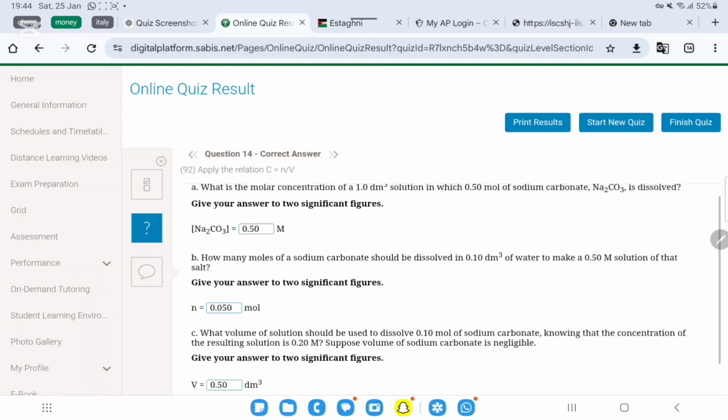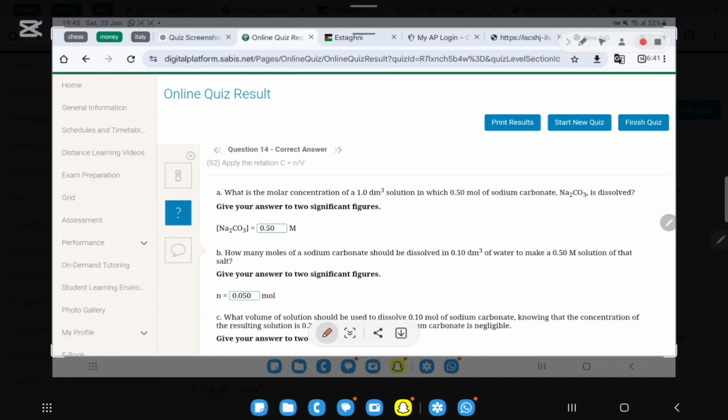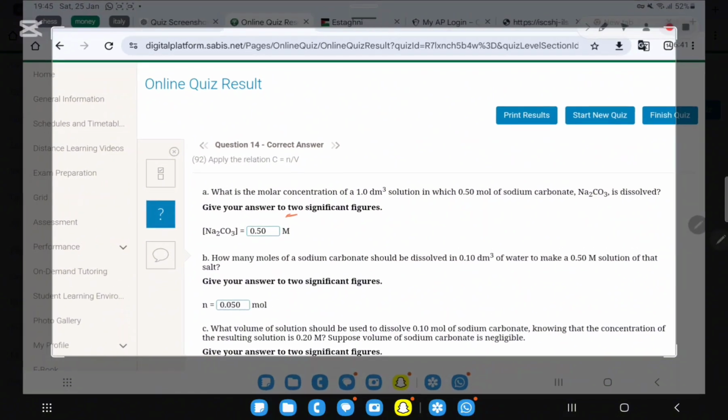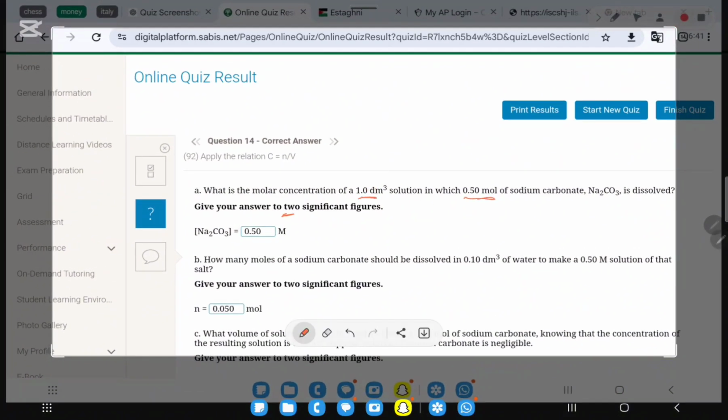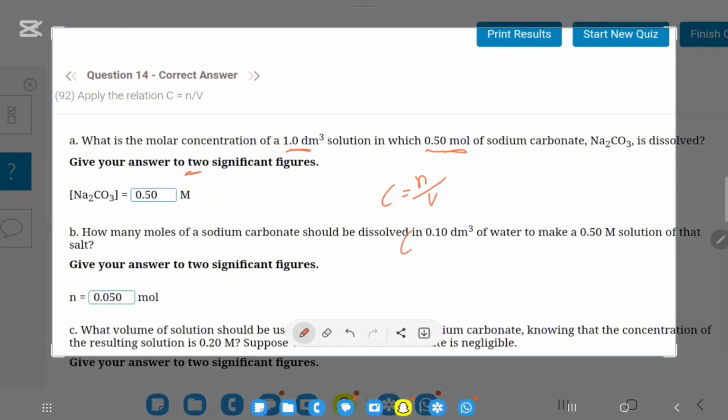What is the molar concentration of 1.0 decimeter cubed solution in which 0.50 moles of sodium carbonate, Na2CO3, is dissolved? Here they need the answer to two significant figures. They gave us the volume and the moles. We use the equation C equals n over V, n being the moles and V being the volume. The moles is 0.5 and the volume is 1.0. If we put it into the calculator, we get 0.5. Since they wanted two significant figures, we add a 0 at the end.